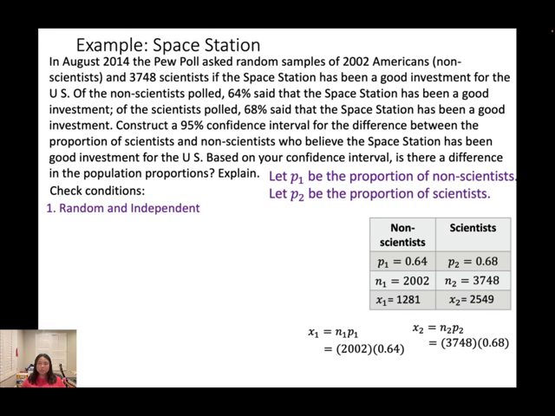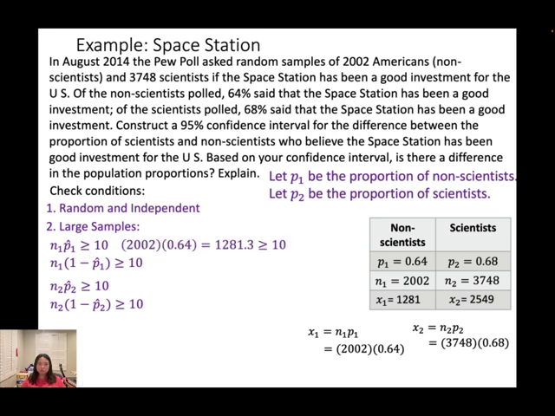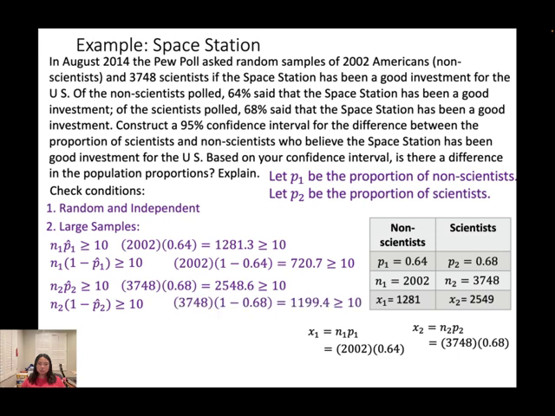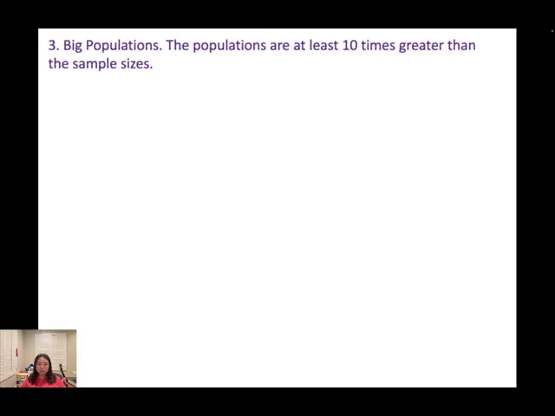Okay, right? Now, we're gonna check the conditions. First, random and independent. Second one, large samples. So we're gonna plug into this formula. Make sure all of them are greater than or equal to 10. So you have N1 times P1, which is your X1 actually, and then times the failures, and the same for population 2. Okay, this is good, right? We do have a large sample size. All of them are greater than 10 here. Condition 3: we have big populations. Populations are at least 10 times greater than the sample size. Number 4, independent samples. Okay, right? Checking all the conditions.